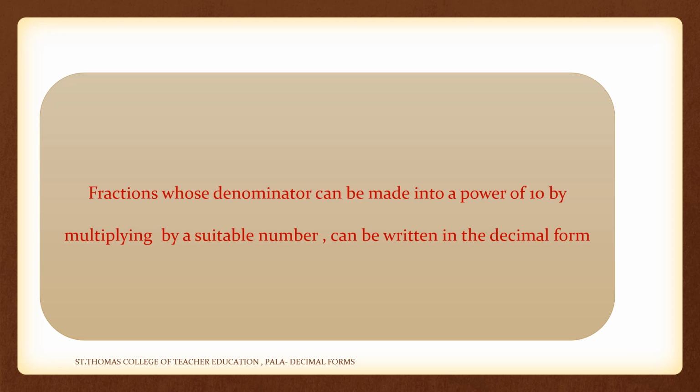So let's summarize or generalize what we have seen till now. Fractions whose denominator can be made into a power of 10 by multiplying by a suitable number can be written in the decimal form. So any fraction whose denominators are factors of 10, 100, 1000 and more can be represented in decimal form by suitably multiplying with a number.